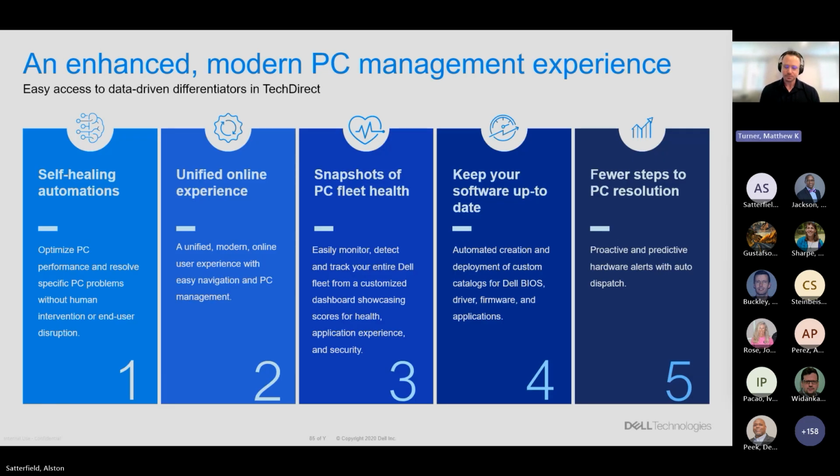All right, cool. So we touched on a lot of this, but I really think of this as the 5 main pillars to the data-driven differentiators available in TechDirect, right? So we talked a little bit about the self-healing automations, things like healing blue screen of death, thermal issues. There are also different optimizations that are available. So things like cleaning files, deleting orphaned user profiles. Again, there is a ton to pick and choose from the self-healing automations.